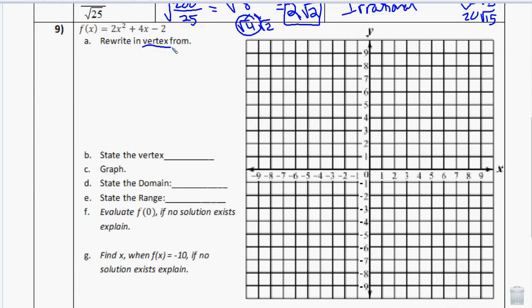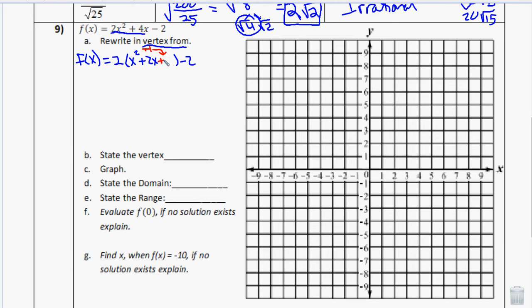So rewriting in vertex form, remember I like to underline the first two terms, and I undistribute the coefficient of the x squared term. So I take out the 2 and I'm left with x squared plus 2x. I leave a gap, I put my minus 2, and then I take half of this 2, which is a 1. You square it and put it here.